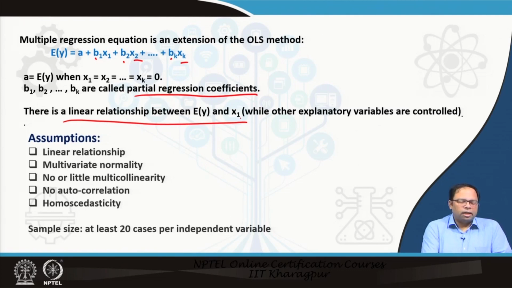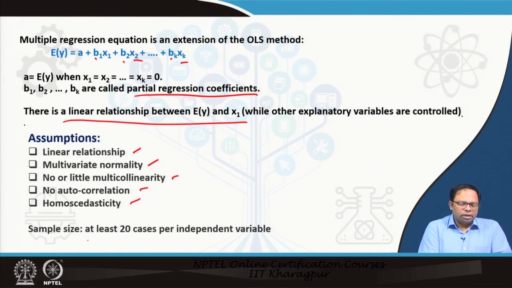These assumptions are the assumption of a linear relationship, the assumption of multivariate normality, no or little multicollinearity, no autocorrelation, and homoscedasticity. So, these are the different assumptions that we also need to check when we perform a multiple linear regression.